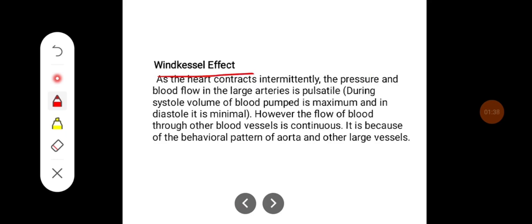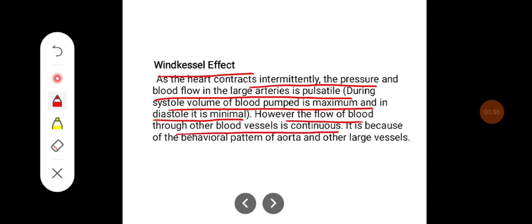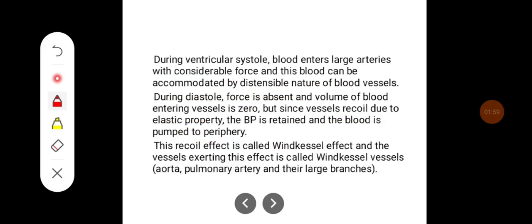Windkessel effect. As the heart contracts intermittently, the pressure and blood flow in the large arteries is pulsatile. That is, during systole, the volume of blood pumped is maximum, and in diastole, it is minimal. However, the flow of blood through the blood vessels is continuous. It is because of the behavioral pattern of the aorta and other large vessels.